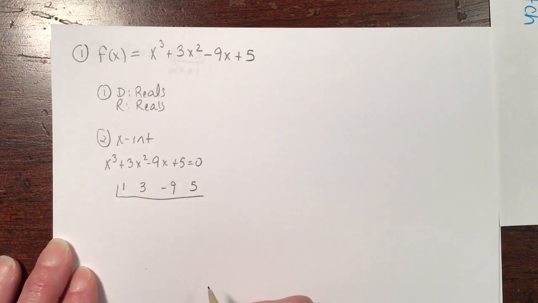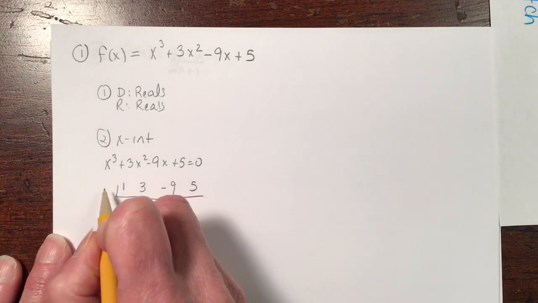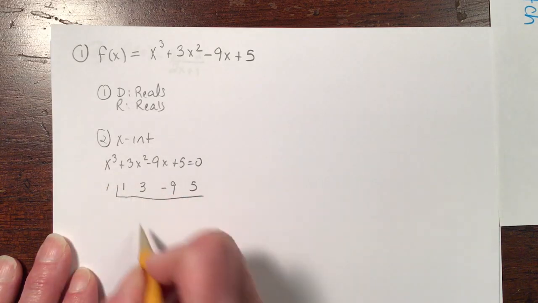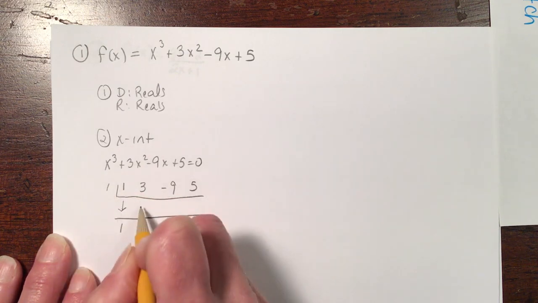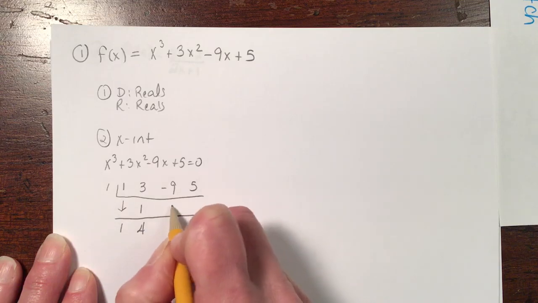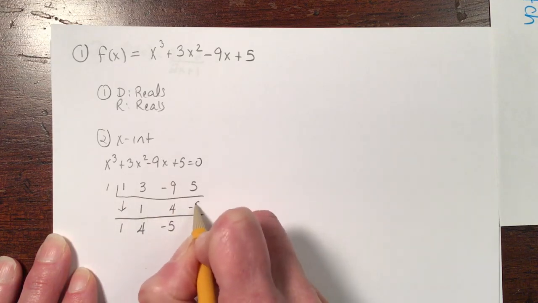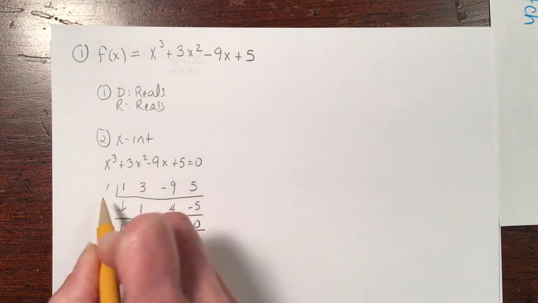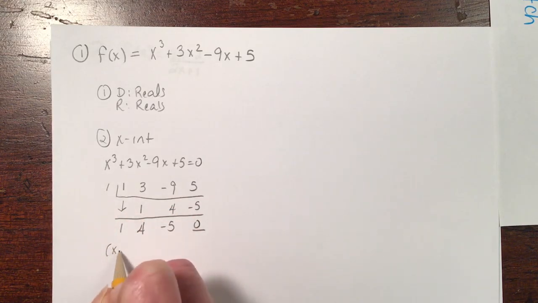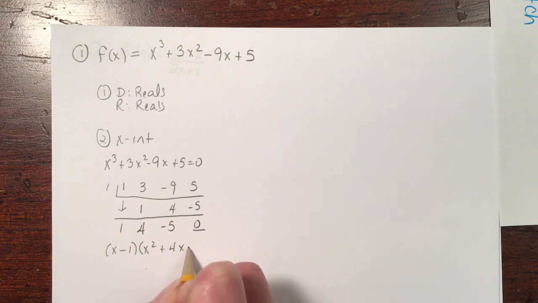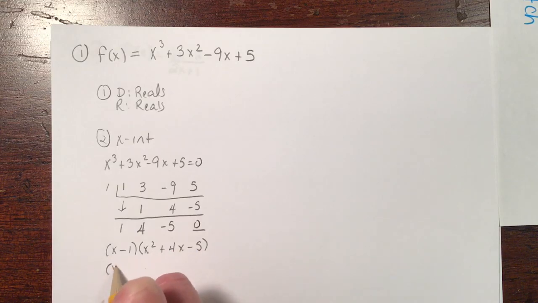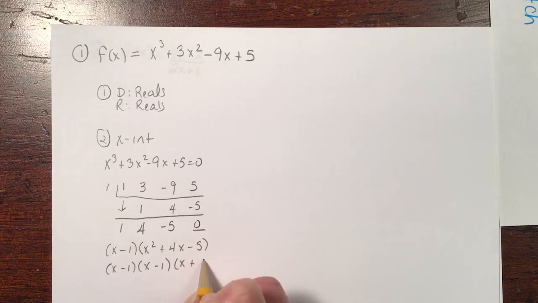With synthetic division, we have to have an x-intercept to start with. My hint here is to always start with 1. Use that as your guess. More often than not, it's going to work. Or I get -5, -5, 0. So basically what we did was we broke this original function into 2 factors. And now I can easily factor this trinomial and clearly see my zeros.